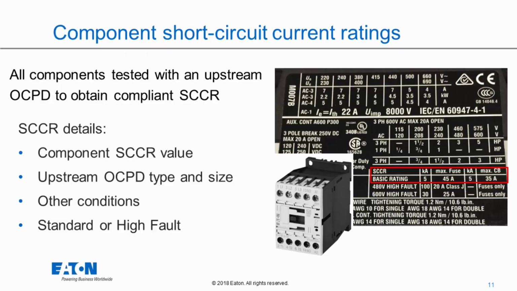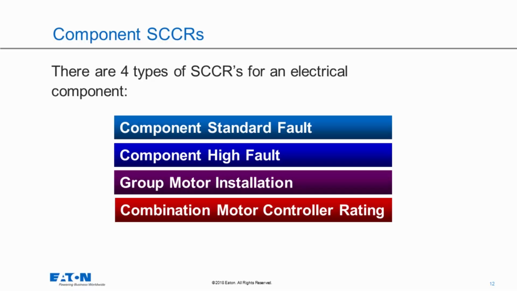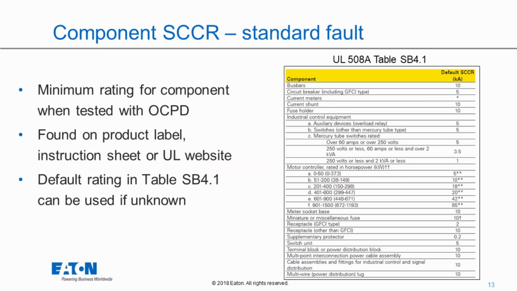There may be other conditions listed. Typically that's going to be something like conductor sizes that you have to use. And then you may see more than one short circuit current rating listed on a product, and we'll actually go through what all of the different types of component short circuit current ratings are that you might run into. There's 4 types of short circuit current ratings for any electrical component: a standard fault, a high fault, group motor, or a combination motor controller rating.